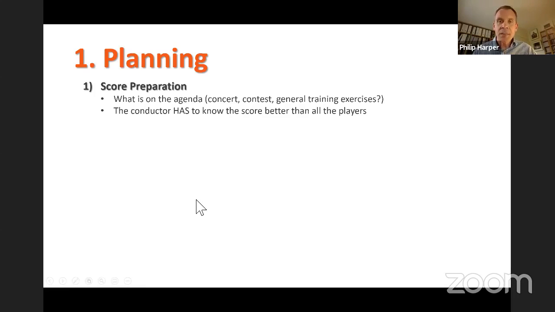So first of all, score preparation. This is one of the three things which I think you need to take care of when you're planning.